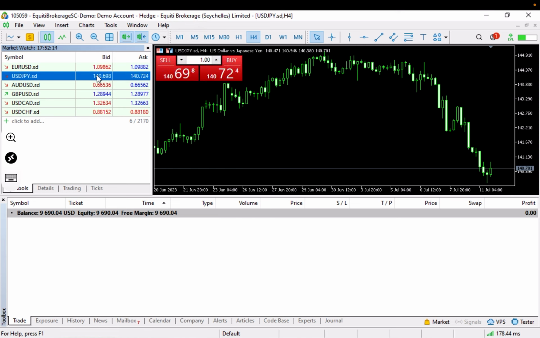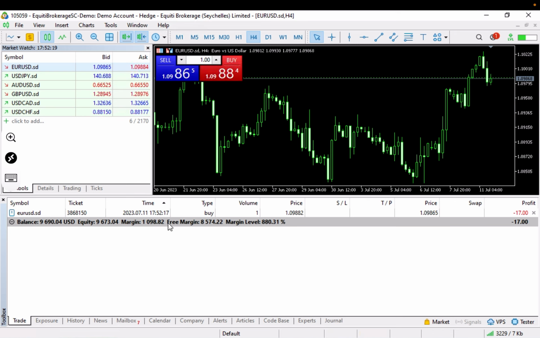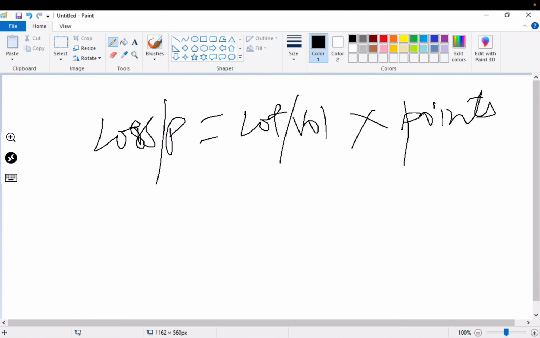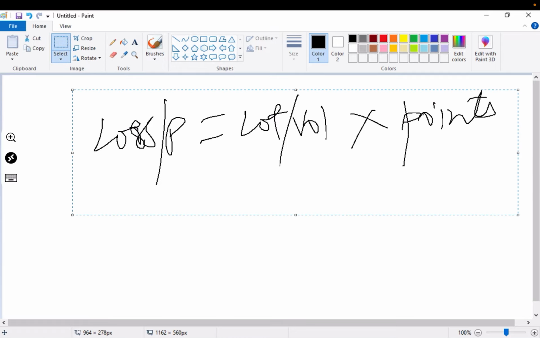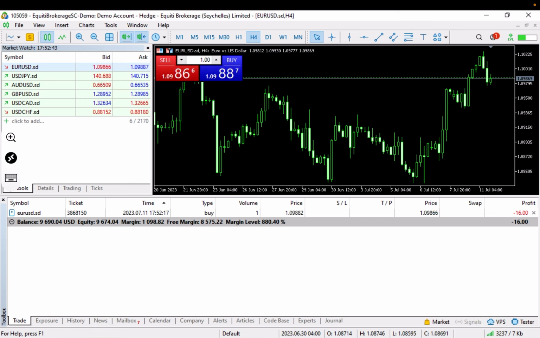Now I'm going back to EURUSD, and let's talk about the margin. I have a leverage of 100. Whenever you see leverage, it is mentioned like 1 to 100 or 1 to 500. So I have a leverage here of 1 to 100. That is why my used margin is 1098.82. So how much should my used margin be? This is the price at which I bought, 1.09882.